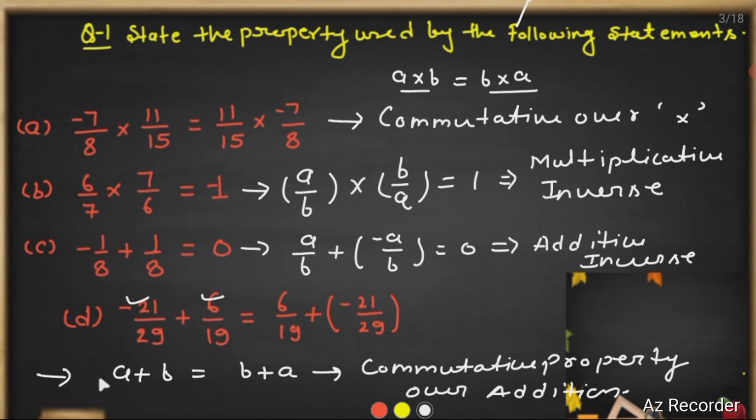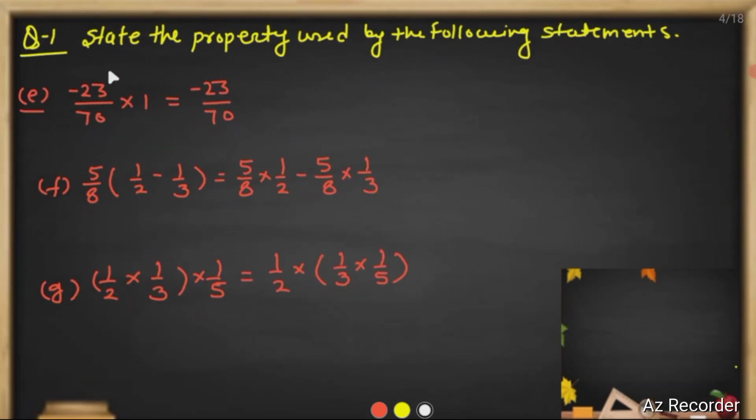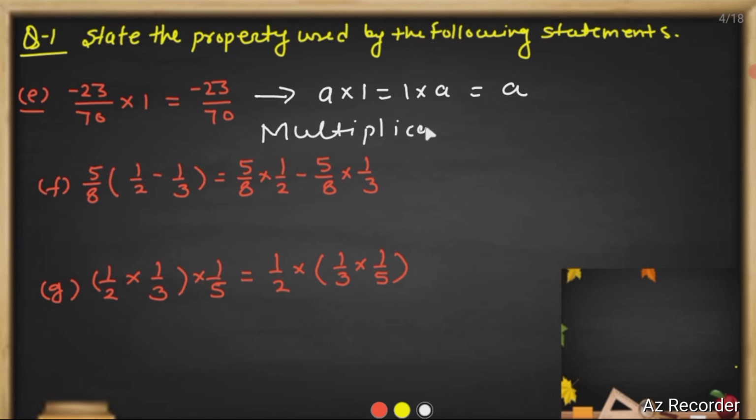Okay, so now move to the next question, part e of question number 1. Again we have to state the name of the property. So this is known as multiplicative identity. The statement of multiplicative identity is that a multiply 1 or 1 multiply a is always equal to a. So the name of the property here is multiplicative identity.